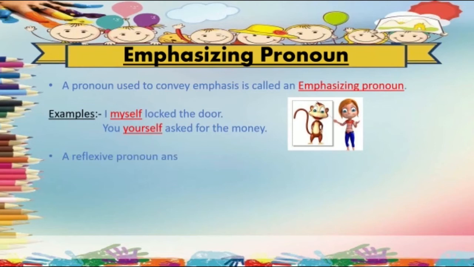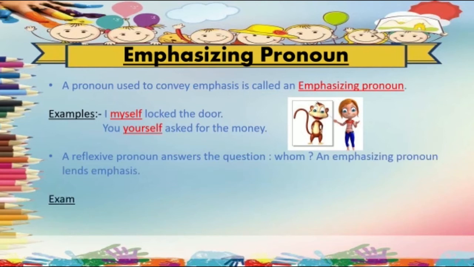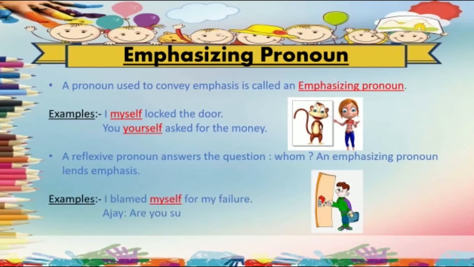A reflexive pronoun answers the question whom. An emphasizing pronoun lends emphasis. Examples: I blamed myself for my failure. Ajay, are you sure the door was locked? Arun, I myself locked it. The words here, myself and yourself, denote emphasizing pronouns.